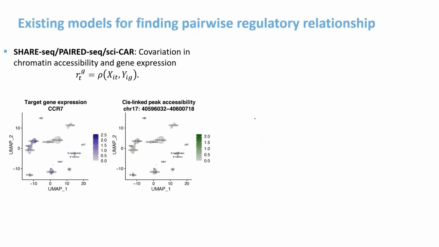So how do we do that? There are some existing models, but most of them are based on pairwise relationships. In this case, we have a target gene and a peak accessibility. This is one gene. You do a UMAP, and the color represents how high or low the gene is expressed. This one tells you how open or closed this peak is. Essentially, these methods just do a very simple Spearman correlation test to associate the peak to a gene. In this case, you can link a cis-regulatory element to the gene that it regulates.